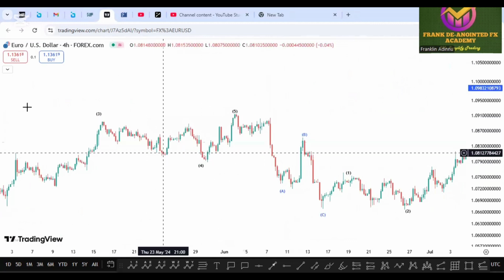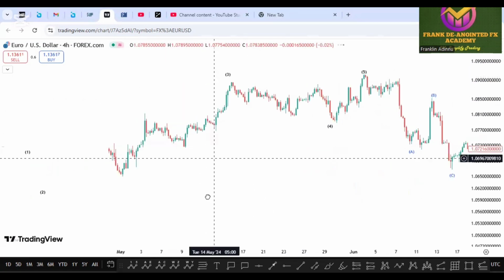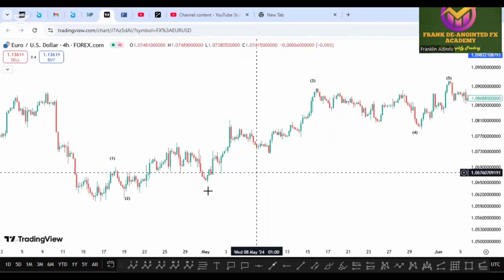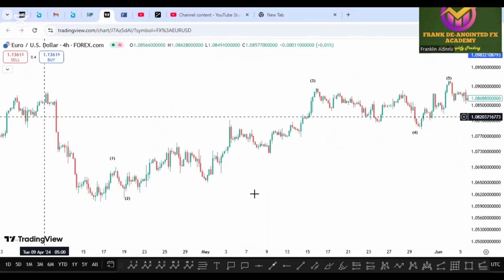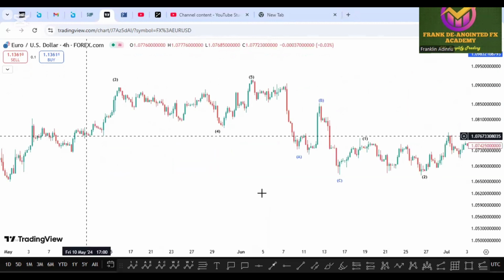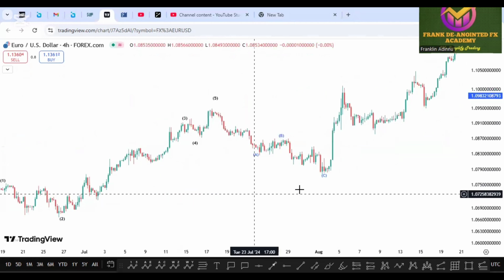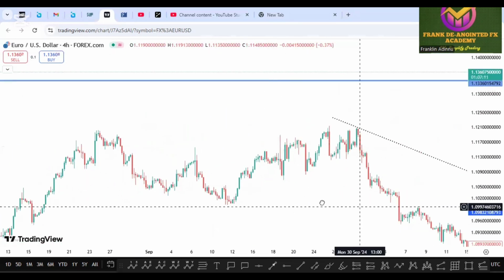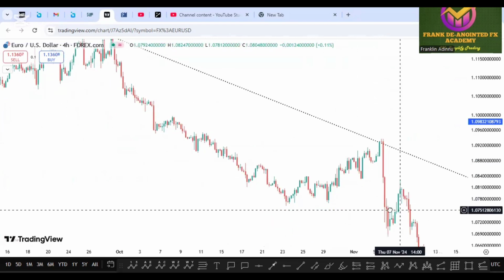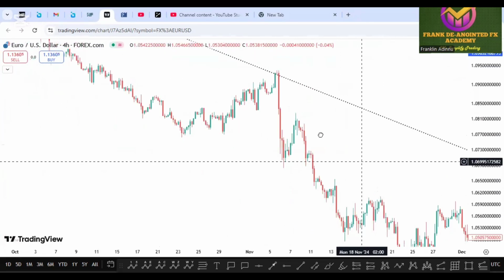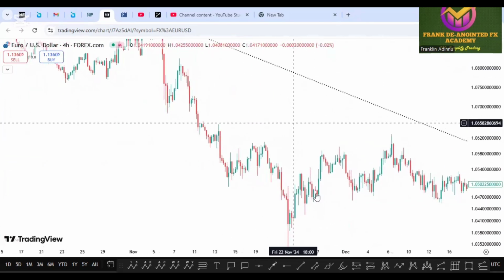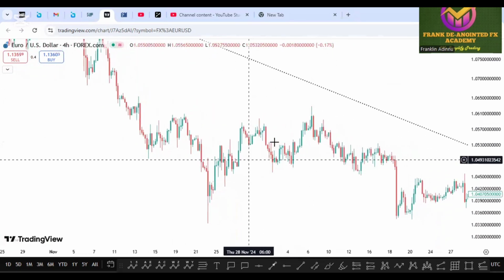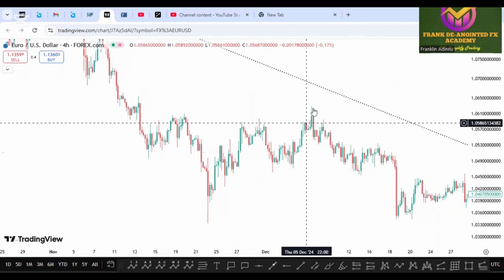This is a flat pattern. Here we see, but it's not an expanded flat. Expanded flats are not easily spotted, but when you spot one, it is unique. I think the pair that did expanded flats more often is Great Britain US dollar. It did expanded flats more often.